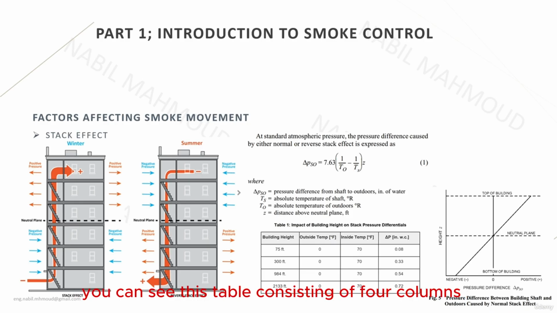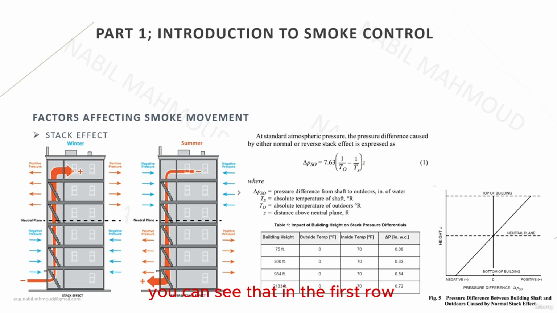You can see this table consisting of 4 columns. The first column is the building height, the second column is the outside temperature, the third column is the inside temperature, and the fourth column is the delta P, or the pressure difference exerted on the building due to the stack effect.